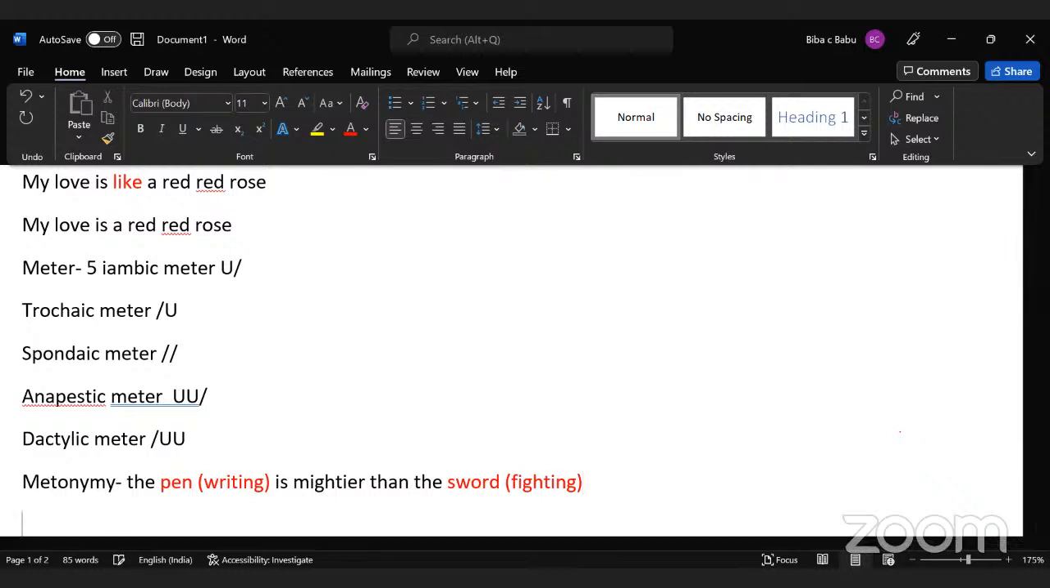That is what this means. So metonymy is a figure of speech in which a word or a phrase is substituted for a concept. That is metonymy. Understood?